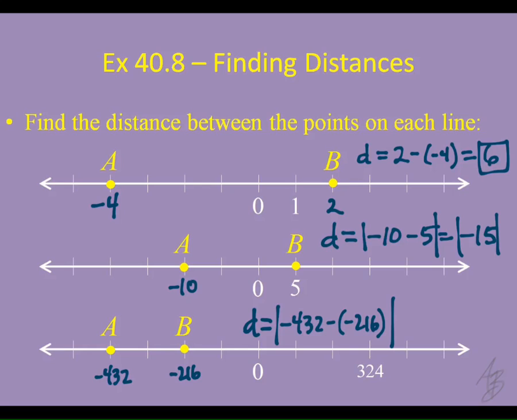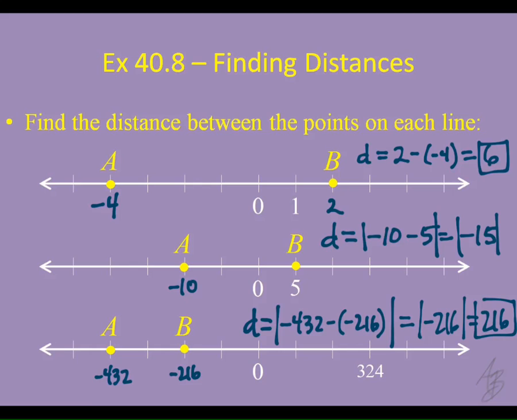Yeah. So if we know that one's bigger, then we can do the bigger minus the smaller. We don't have to worry about the absolute values, but we can. It really doesn't matter. Negative 432 minus negative 216 is the same thing as negative 432 plus 216, which gets us to negative 216. And then when we take the absolute value of that, we get what? 216. Does that make sense?